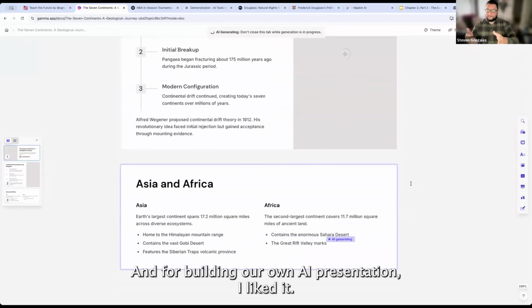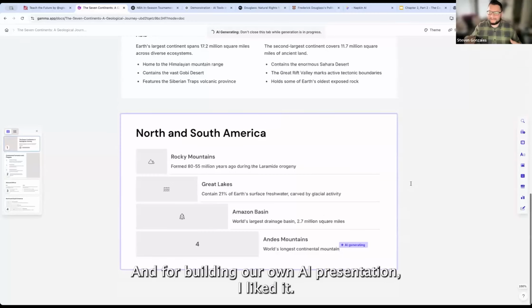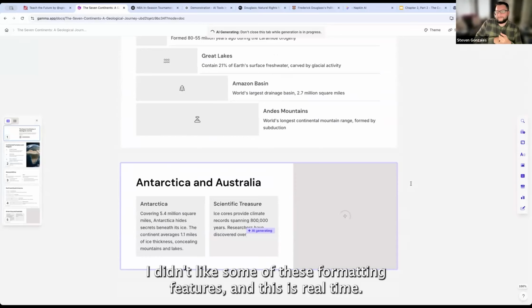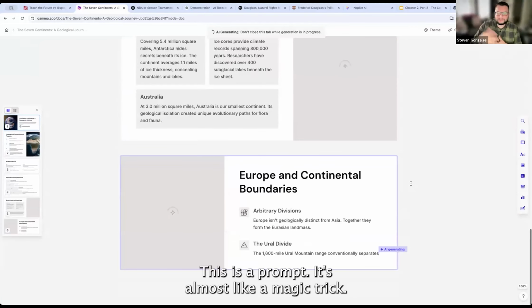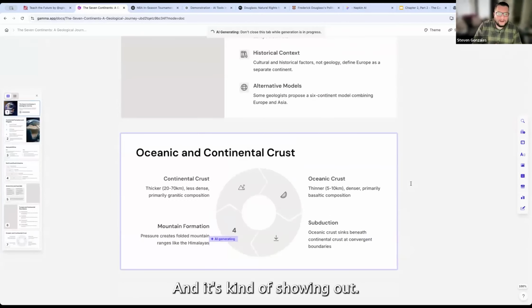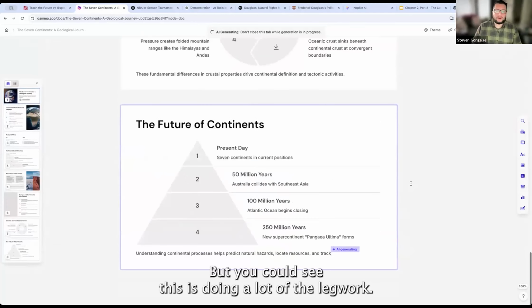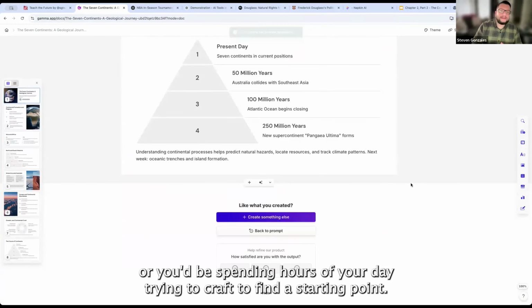And for building our own AI presentation, I liked it, but I had to make some edits. I didn't like some of these formatting features. And this is real time. This is a prompt. It's almost like a magic trick. I'm saying, someone give me something, and it's kind of showing out. But you could see this is doing a lot of the legwork. This is something that you'd be getting from a publisher, or you'd be spending hours of your day trying to craft to find a starting point.